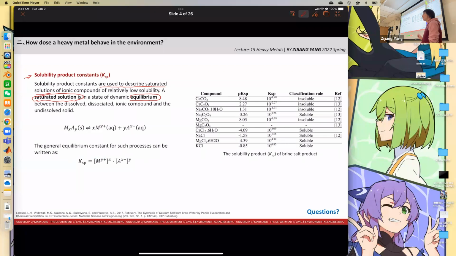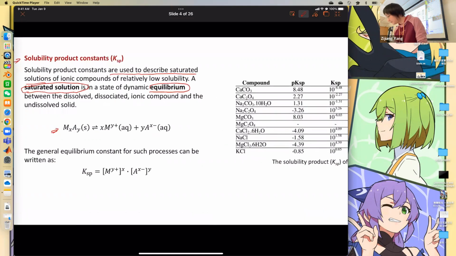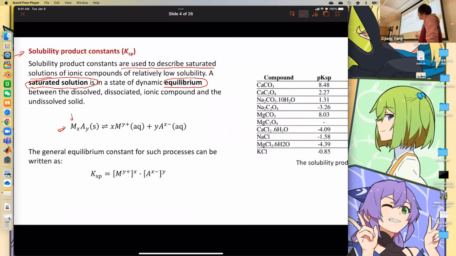So basically, if the solution is not saturated, then the solubility product constant will not apply. And here is an example. Suppose we have this compound. M here refers to the metal, and A here refers to the anion. We can see this is a solid precipitate, and it can dissolve in the water, so it will be dissociated into this form.